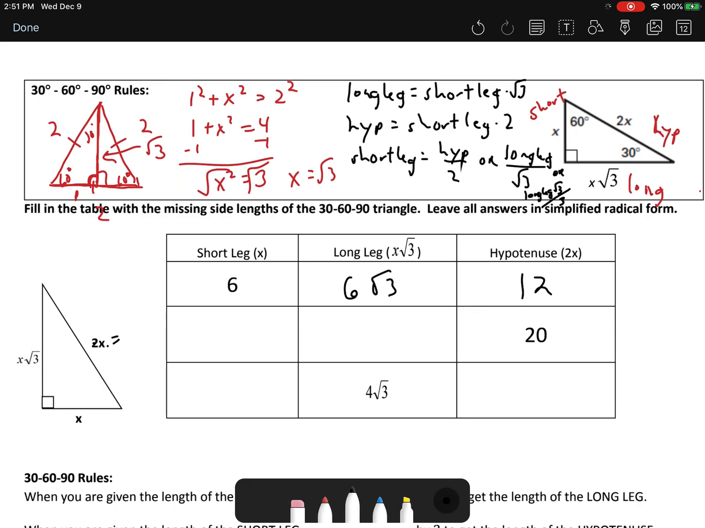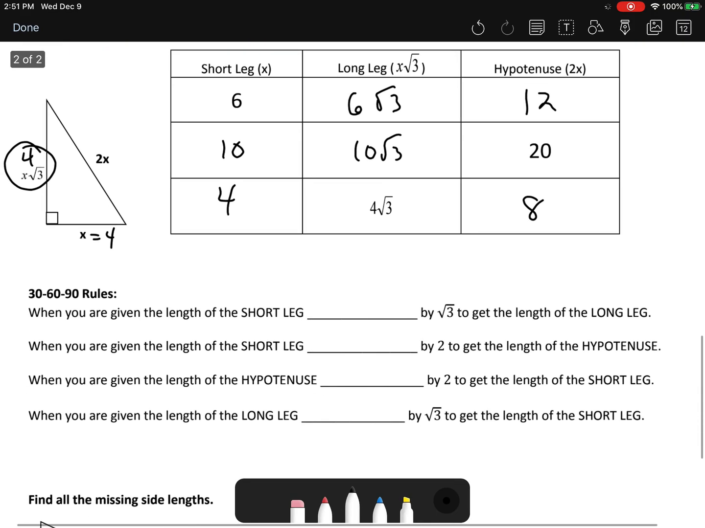All right. Well, what if the hypotenuse is 20? What's x? Half of it, right? 10. So the long leg is 10 radical 3. All right. Long leg's 4 radical 3. So what's the short leg? Well, obviously x is 4, right? 4 radical 3. That's easy. So the hypotenuse is 8. So none of those are really challenging. But we will come back to those formulas possibly.